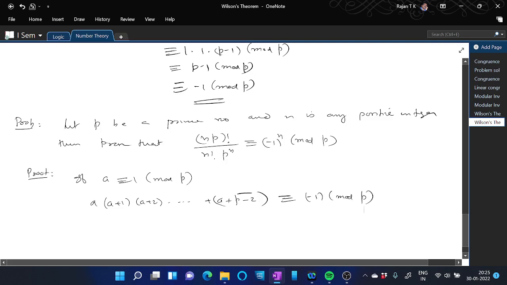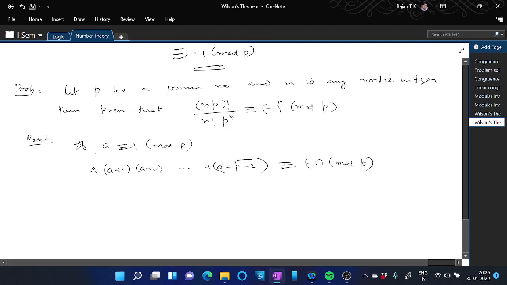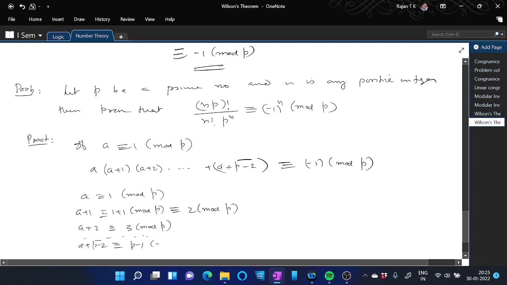This we can verify. Given a is congruent to 1 mod p, therefore a plus 1 is congruent to 1 plus 1, that is, congruent to 2 mod p. Similarly, a plus 2 is congruent to 3 mod p, and so on. A plus p minus 2 is congruent to p minus 1 mod p.